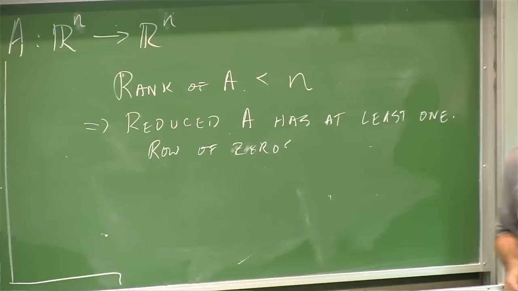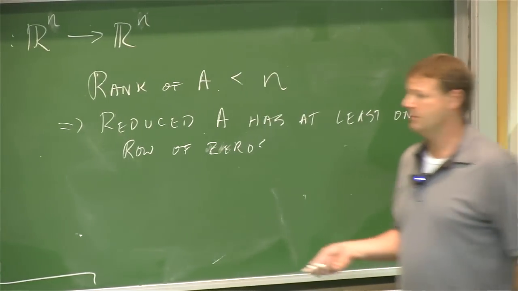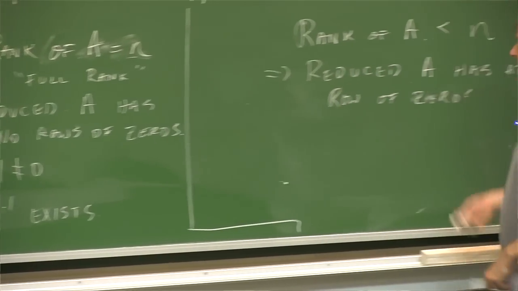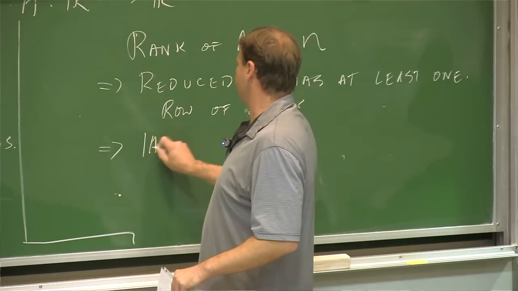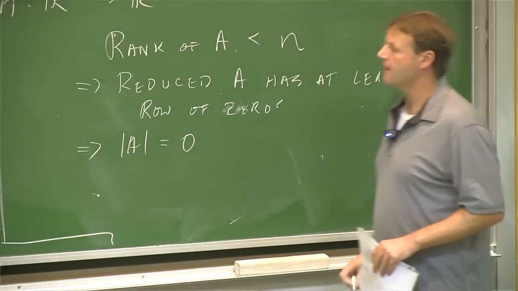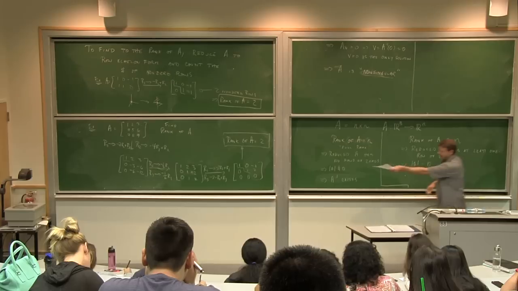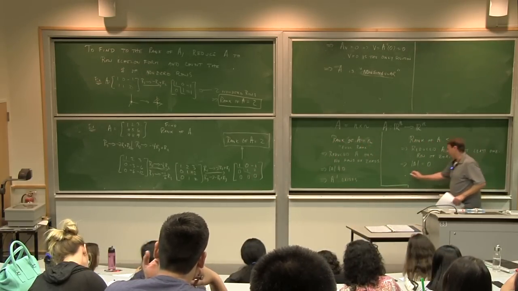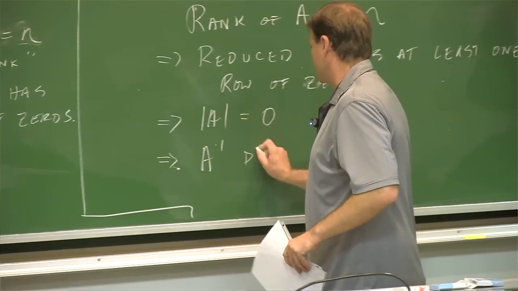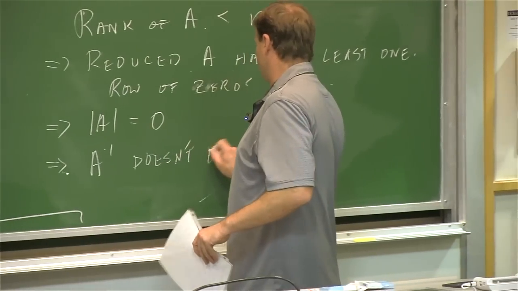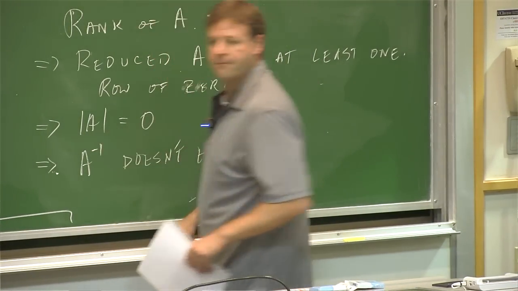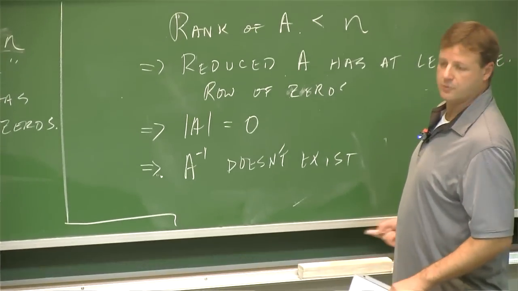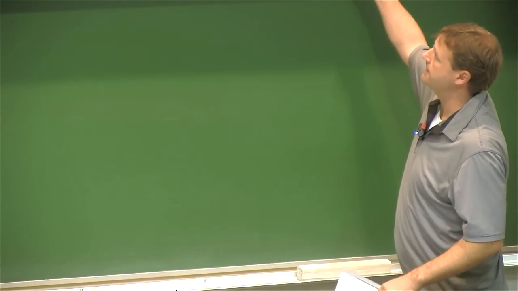And if it has at least one row of zeros, doesn't that mean the determinant's 0? It's the opposite of this. If it didn't have any rows of zeros, then the determinant's not 0. But if it does have a row of zeros, then the determinant's 0. So if the rank is slightly less, look at the determinant here. Isn't the determinant of that 0? Okay, so then that means what? That means the inverse doesn't exist. So it's the opposite of it existing, right? That's what the determinant determines for you, is whether or not the inverse exists.